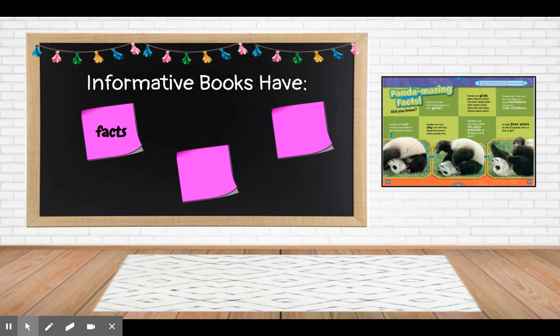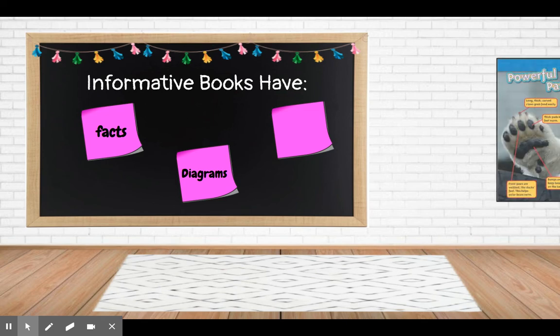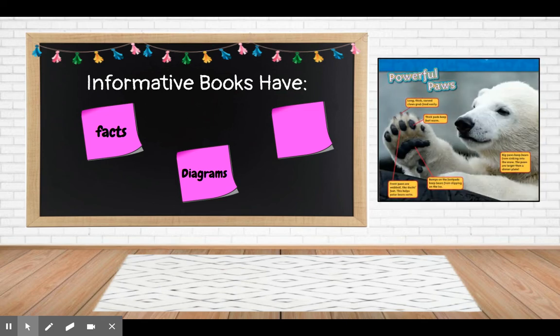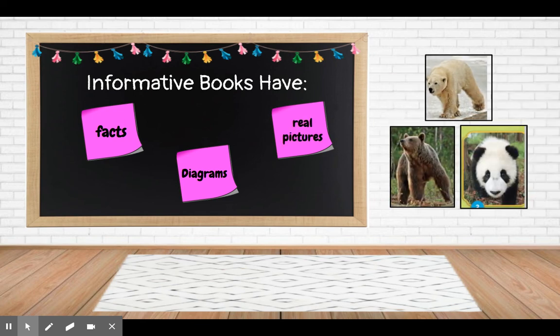I also heard someone say diagrams. We saw a diagram of the panda's body in our first information book. And in our second information book, they had a diagram over the polar bear's paws. And another thing I heard a friend say was real pictures. In information books, they have real pictures of the animals that we were talking about.